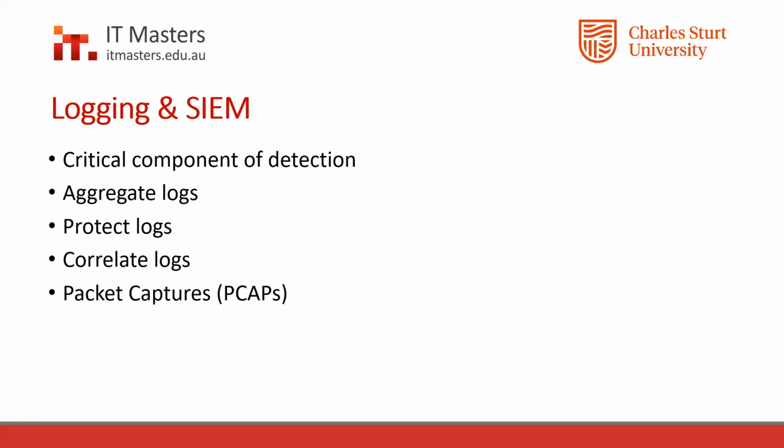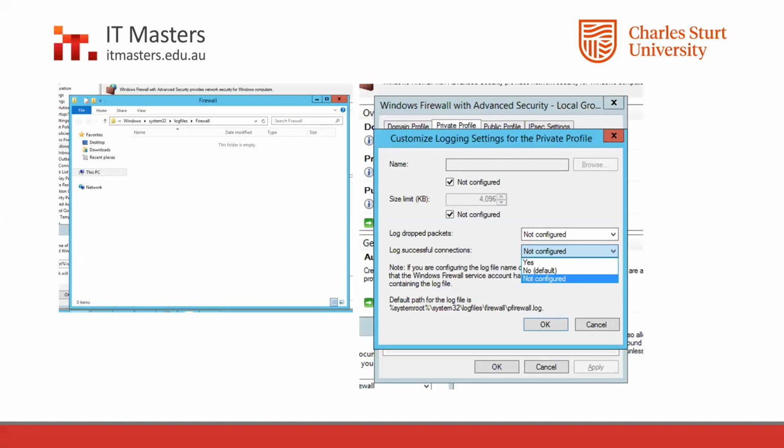And one thing to also note is that with a lot of systems by default, a lot of logging is not enabled by default. So there is some logging, but it's usually very, very high level. In this instance, Windows Firewall logs are pretty much not configured. As you can see, the log files folder there is empty.